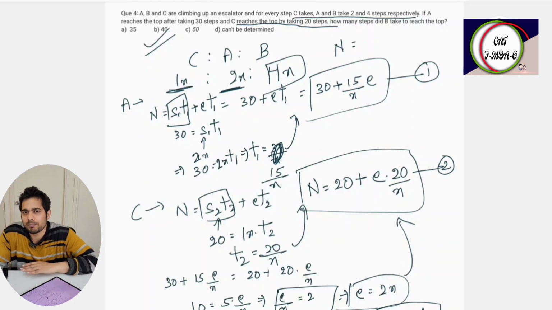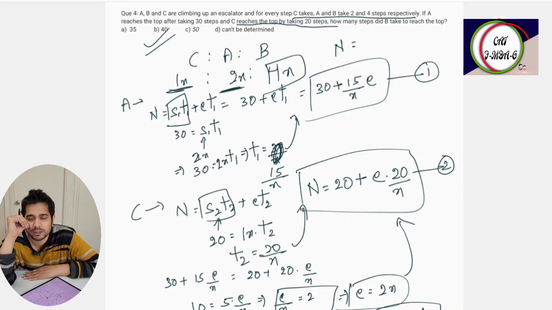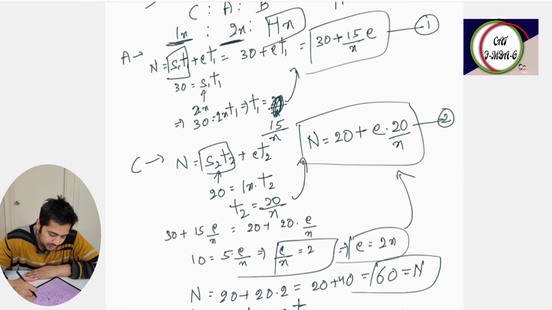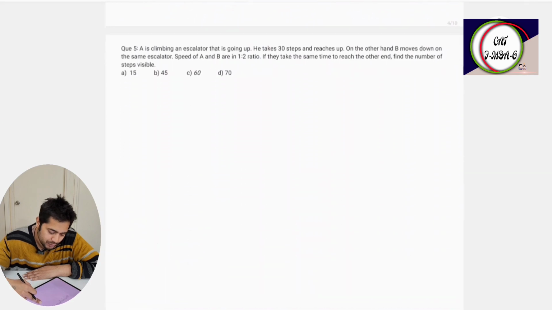E is always going to be the same because the escalator speed is not going to change. Find out whether they are moving in the same direction as the escalator, then it will be plus. If in the opposite direction, it will be minus. Once you solve this again and again, it will be in your mind, and you will be able to solve it easily. So let's see the next question. This question number 4 was a very important question. If you are able to solve it, you understand the concept, and all the escalator questions are going to be super easy for you.